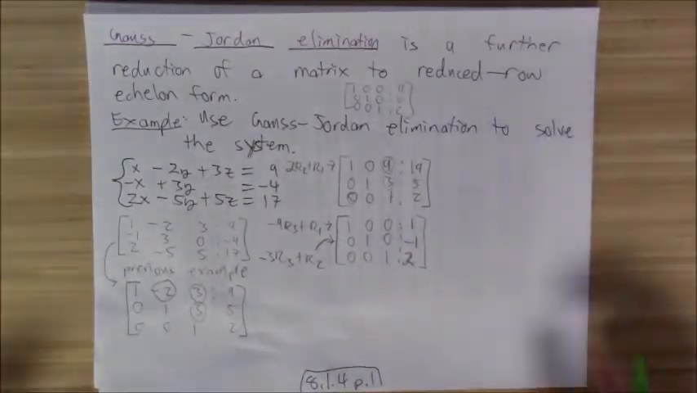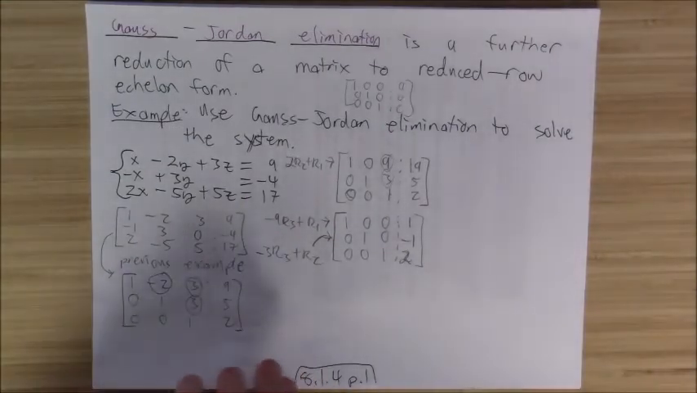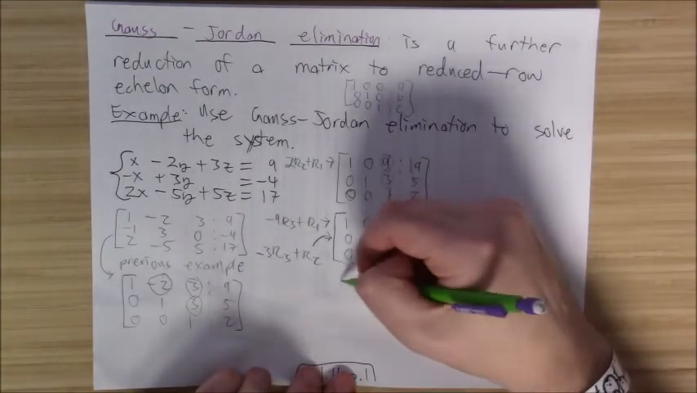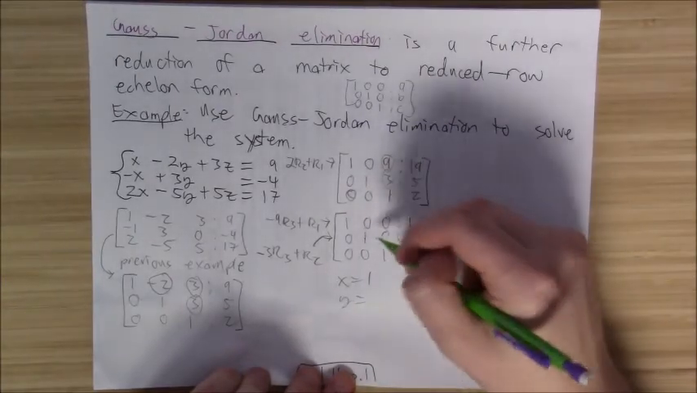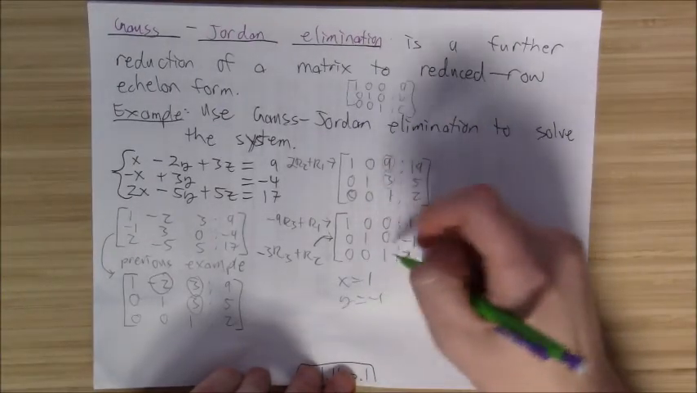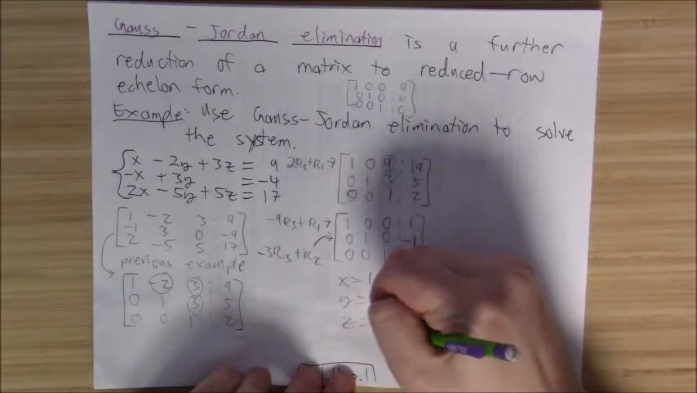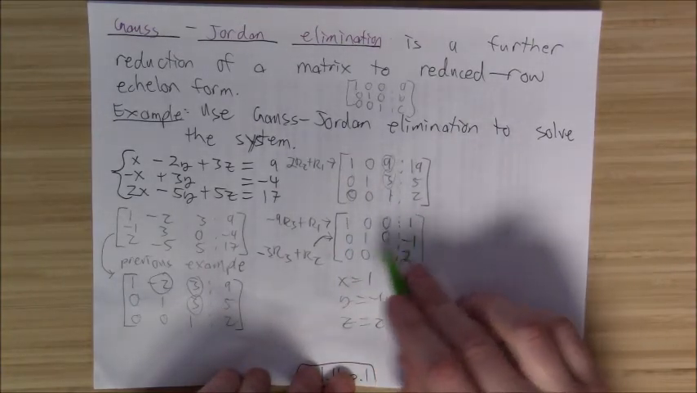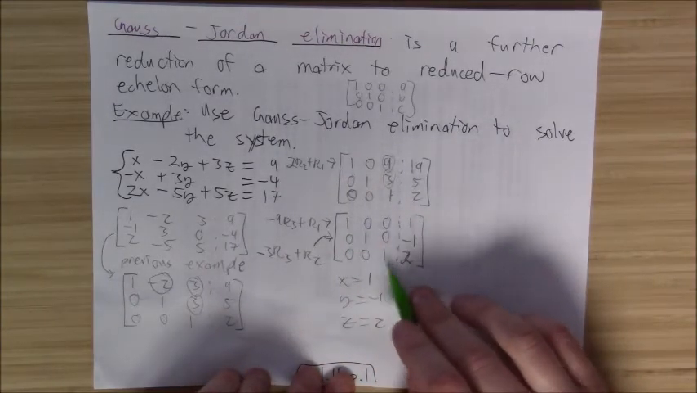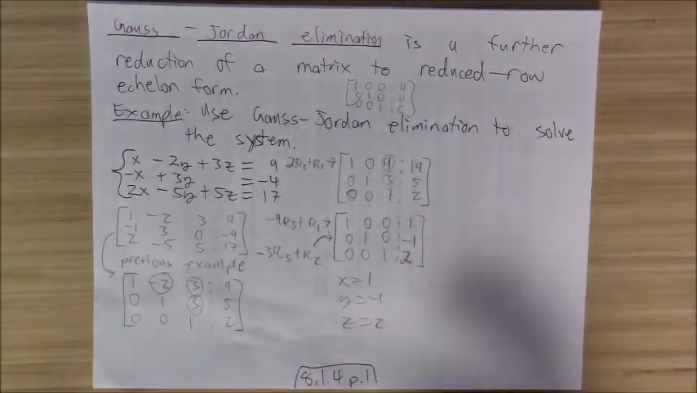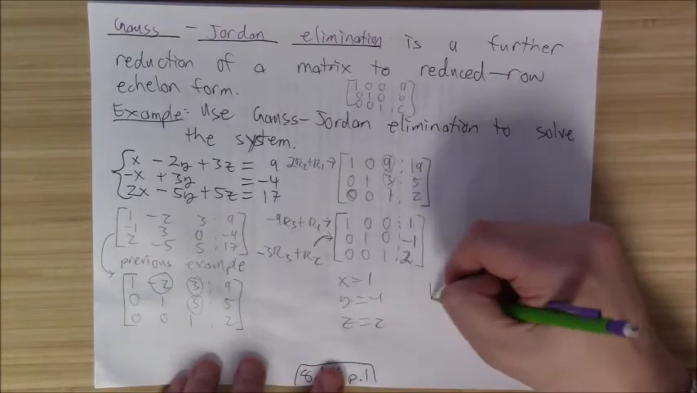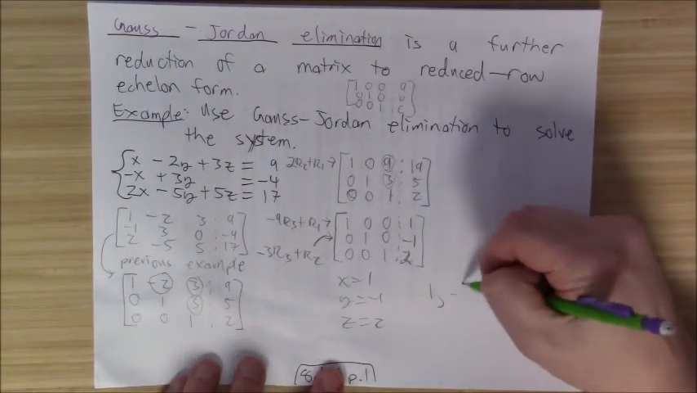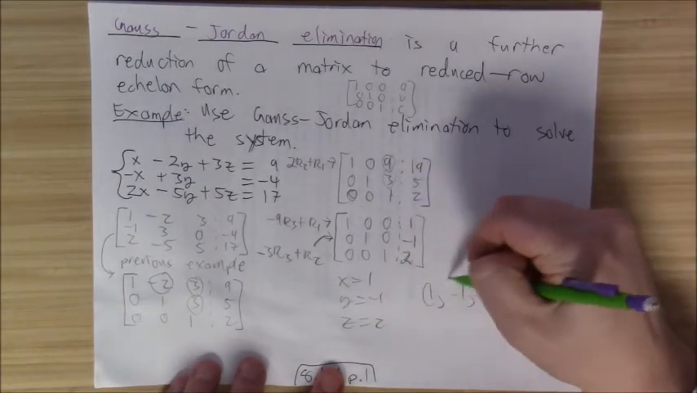And what is the advantage of this? Well, the advantage of this is now we have x equal 1, y equal negative 1, and z equals 2. So we're able to just read them off, because that's x equal 1, that's y equal negative 1, and z equal 2. And so doing a few more steps with Gauss-Jordan elimination, we're able to get a solution, just read it off without back substitution. So this is our solution.